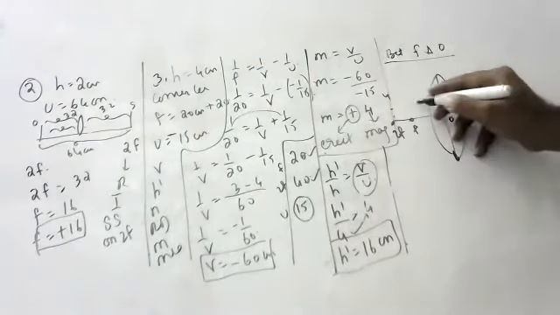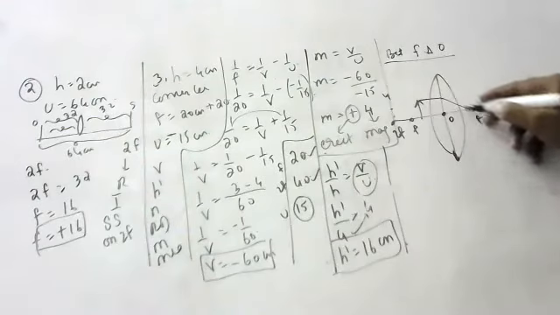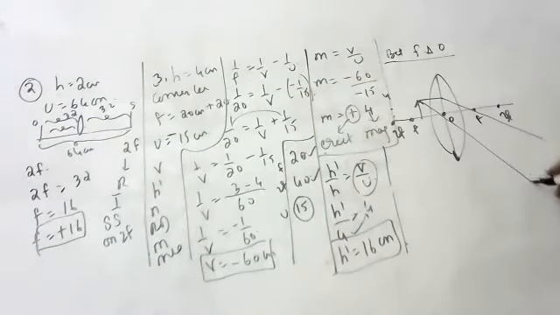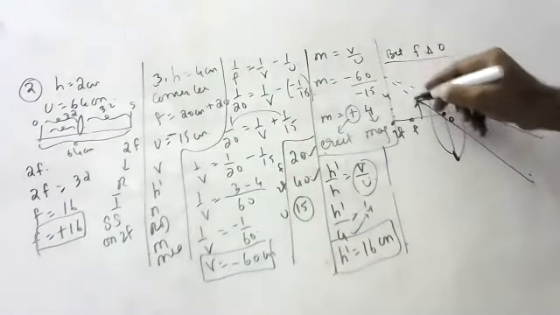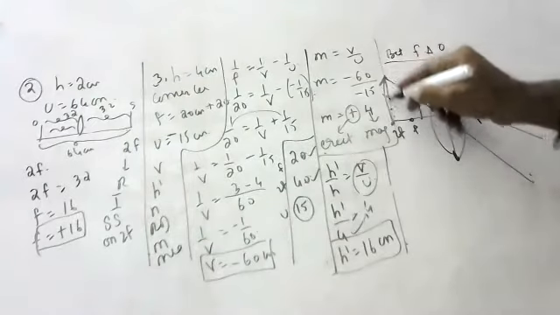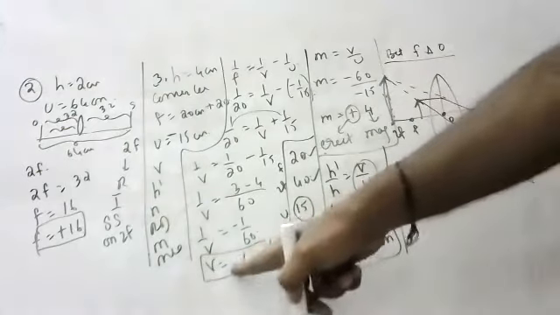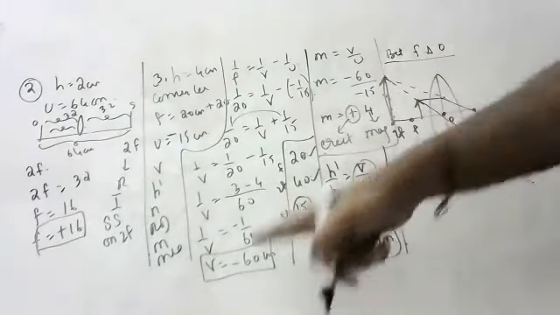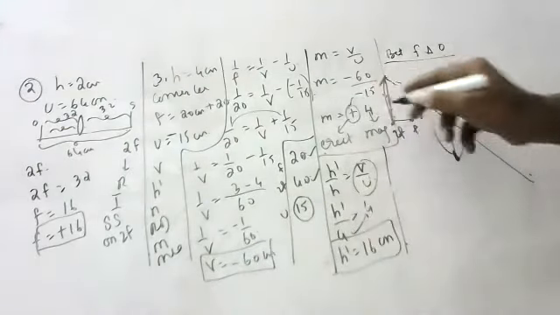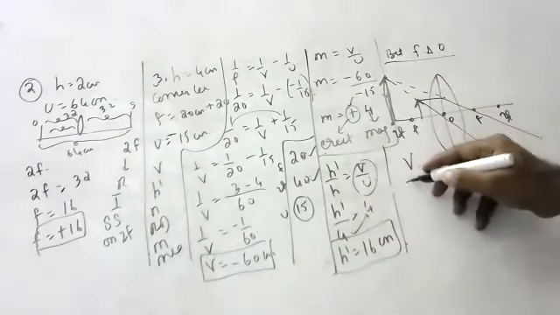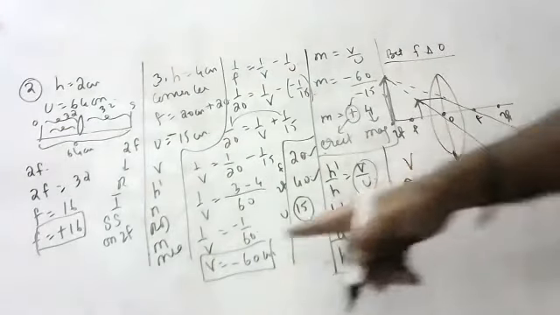Between F and O means one ray parallel to the principal axis goes through the focus, the other goes through the optic center. When you extend them back, you will get the image somewhere here. The object is on this side, the image is also on this side. That's why you got minus 60. And magnification plus means erect. Erect means virtual, erect, and magnified.